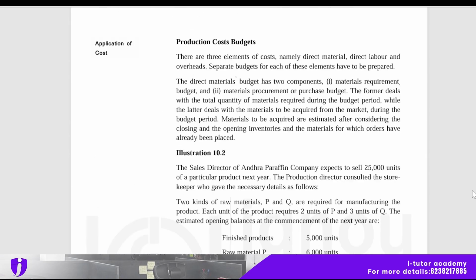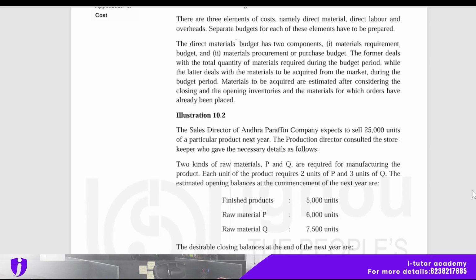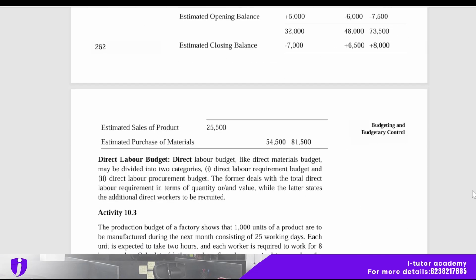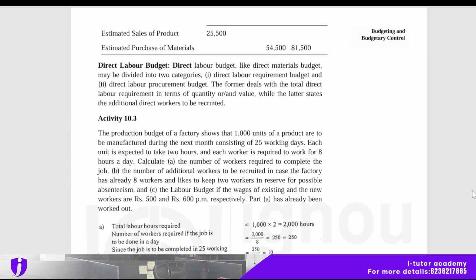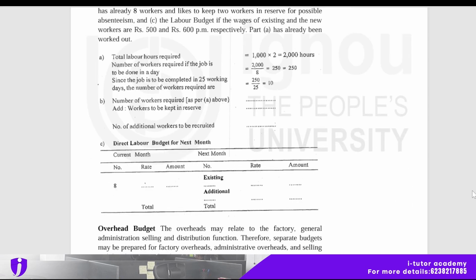And production cost budget is there. There are three elements of cost, namely direct material, direct labor and overheads. Separate budgets for each of these elements have to be prepared. The direct material budget has two components: material requirement budget and material procurement or purchase budget. So the illustration is also based on that. And the direct labor budget. Direct labor budget, like direct material budget, may be divided into two categories: direct labor requirement budget and direct labor procurement budget. And activity also here.